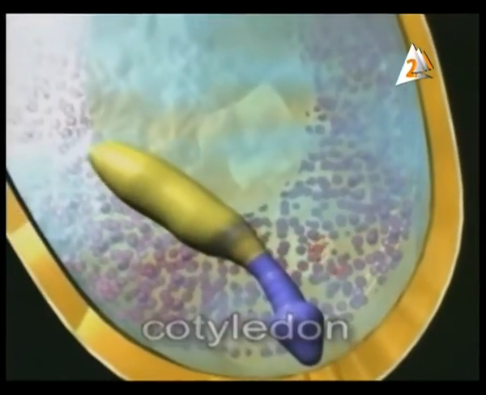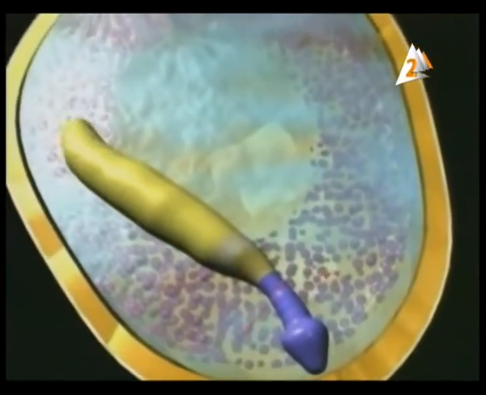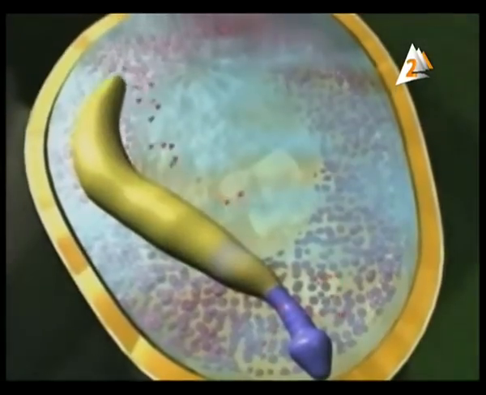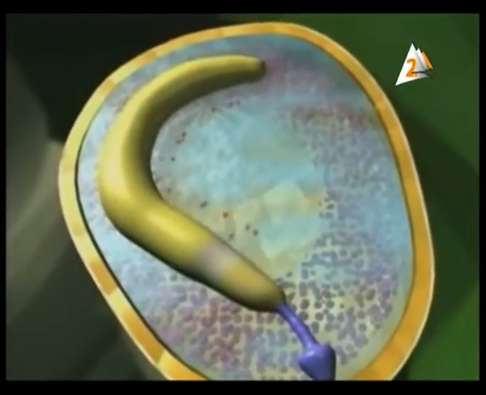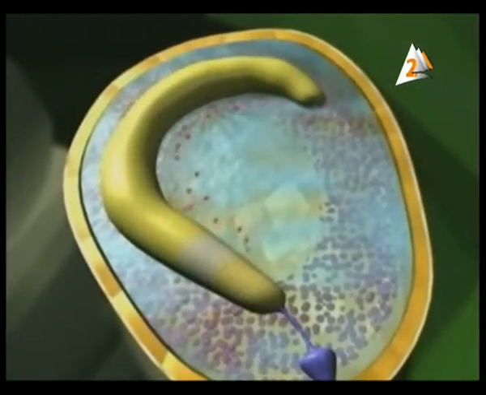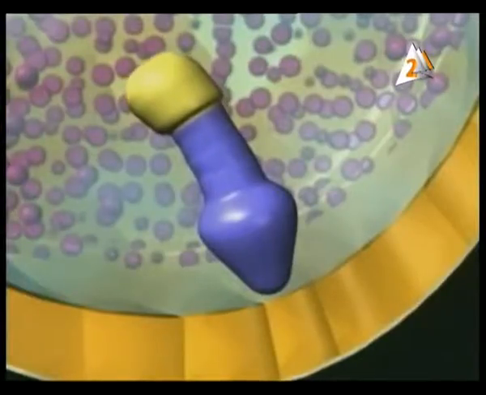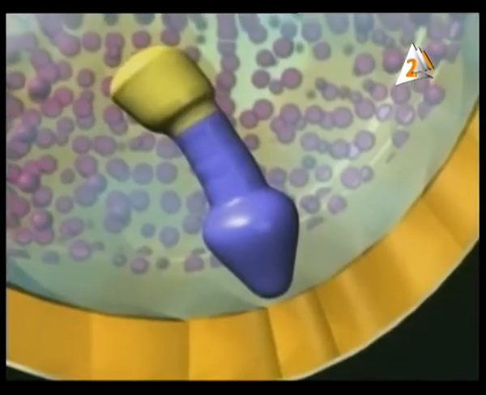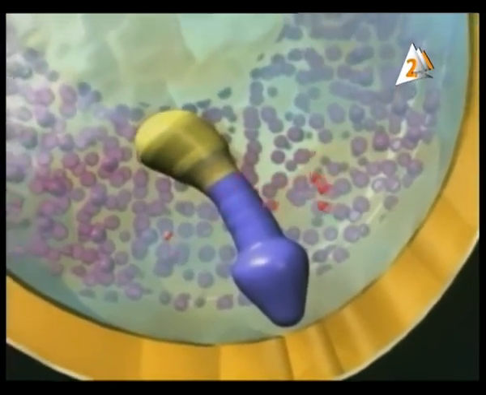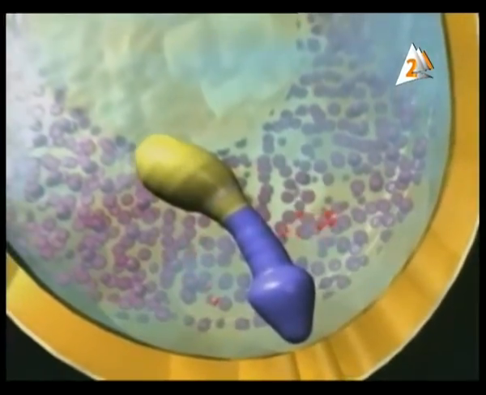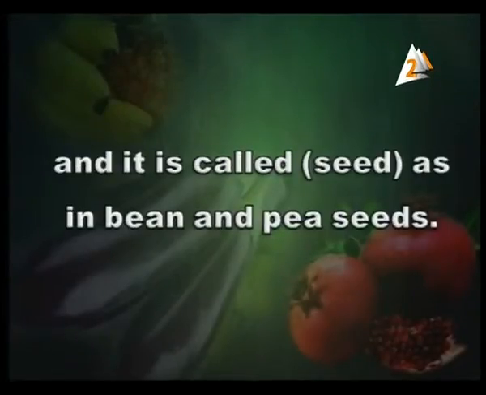So this is what we call a seed. The integuments, or the cover of the ovule, are hardened and form a testa which covers the seed from outside and protects it. And this is such as the seeds of bean and pea.